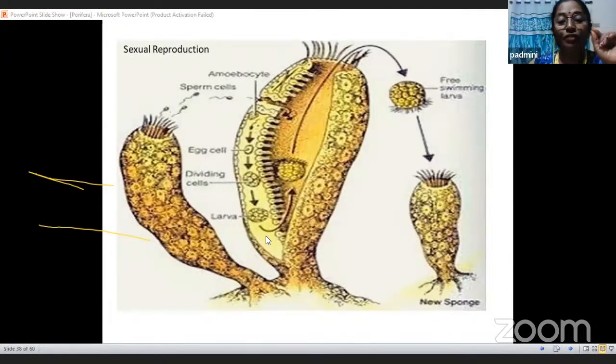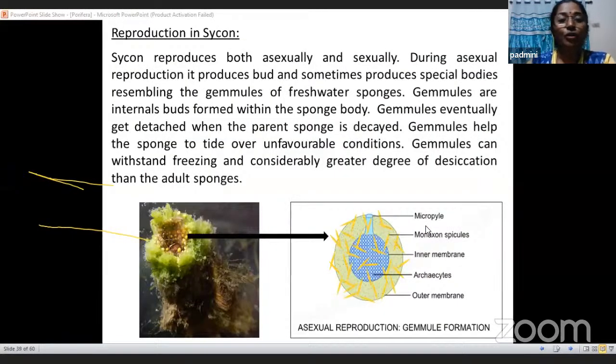So once the larva is formed, they are put into the spongocoel, that is the gastric cavity over here. From the spongocoel, they are thrown out by the osculum. And once outside, the free swimming larva goes and attaches itself onto a substratum, and they start growing into a new sponge. That is sexual reproduction. So this is what the picture is.